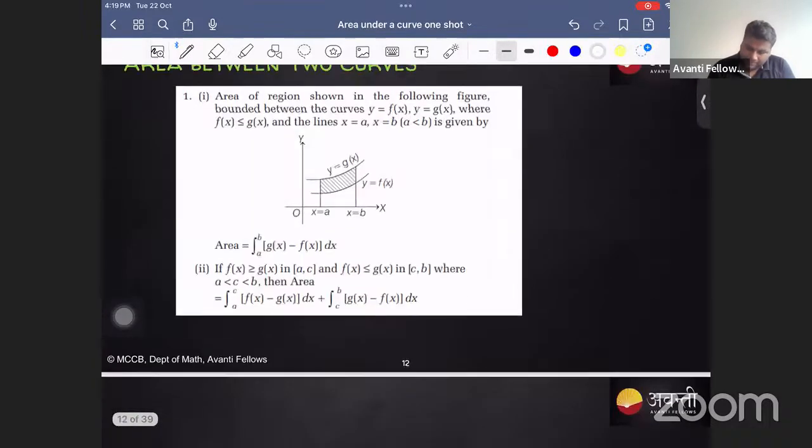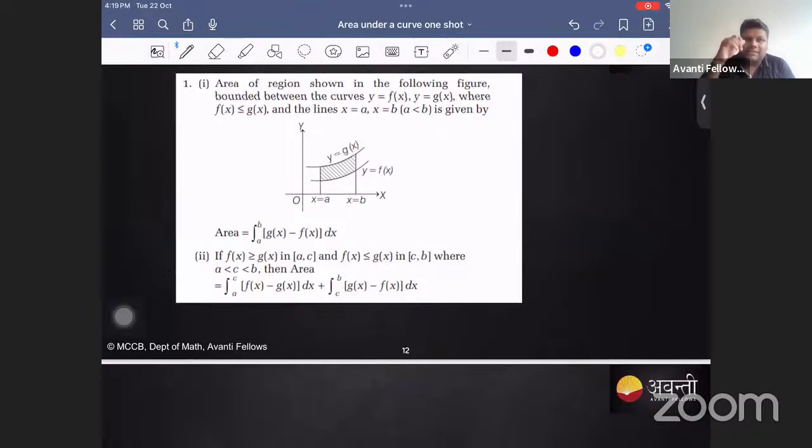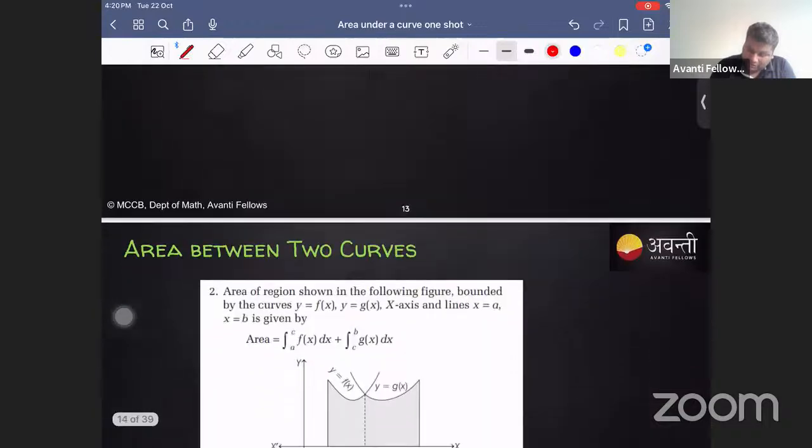Now see if we have something like this. One curve is above the another curve. Okay, the question is like area of the region shown in the figure below, bounded between the curve fx, gx, where fx is less than gx, line x equals to a and x equals to b. They want you to find out this area. Got it? So simply nothing much to do.